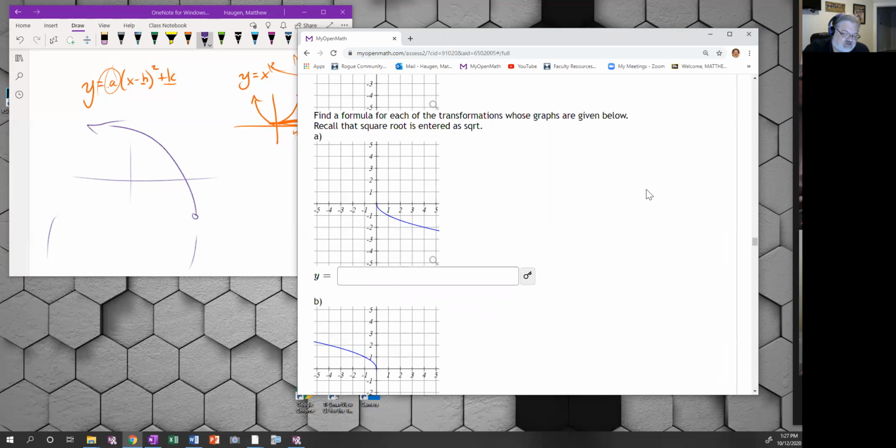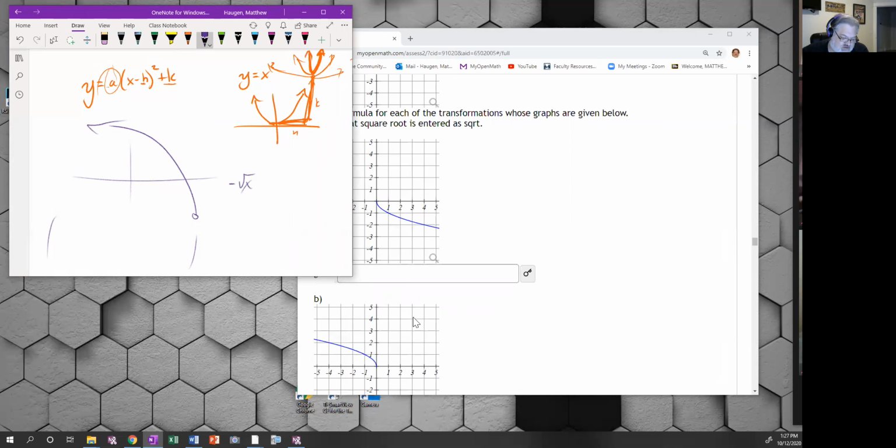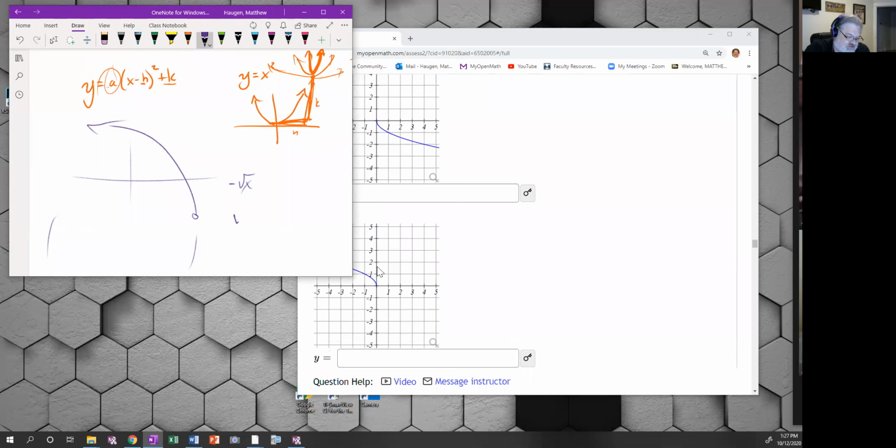So yeah, this is just a vertical reflection, so that would be negative square root of x. That's a horizontal reflection, so square root of negative x.